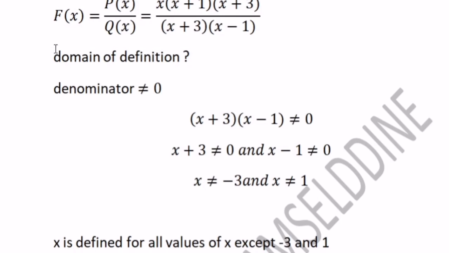Another way to ask you to write the domain of definition, I can ask you for which values of x f of x is defined. Either I can ask you find the domain of definition, or for which values of x f of x is defined. You will solve in this way by writing denominator does not equal 0, getting the two rejected values, and then you write x is defined for all values of x except minus 3 and 1.